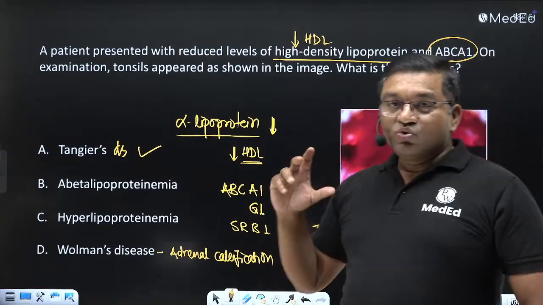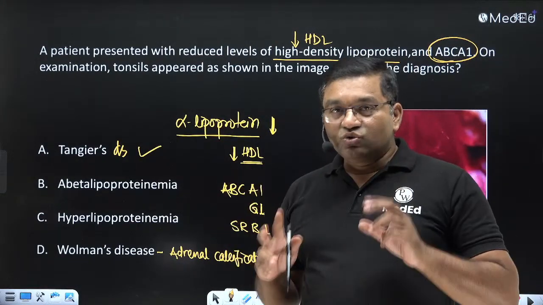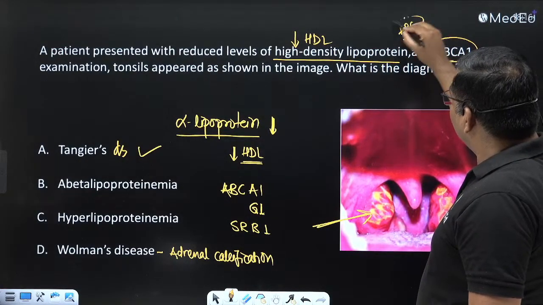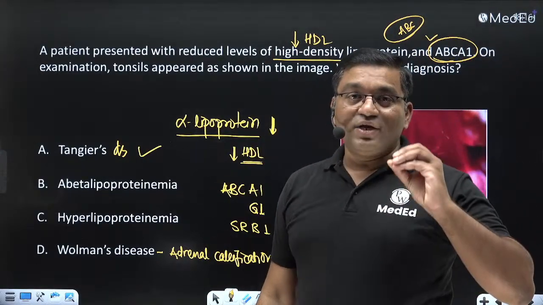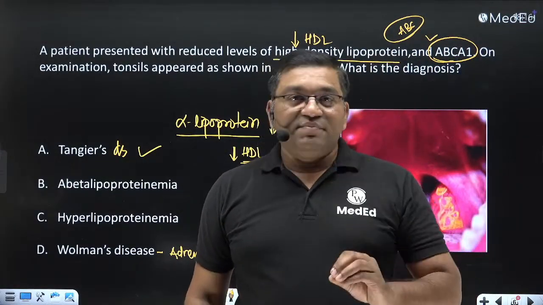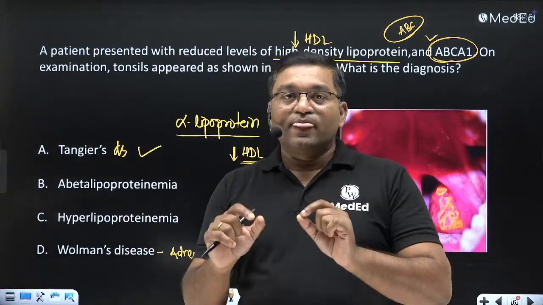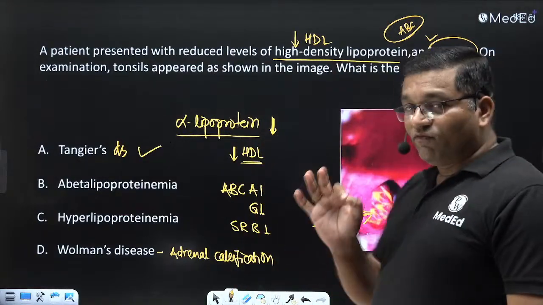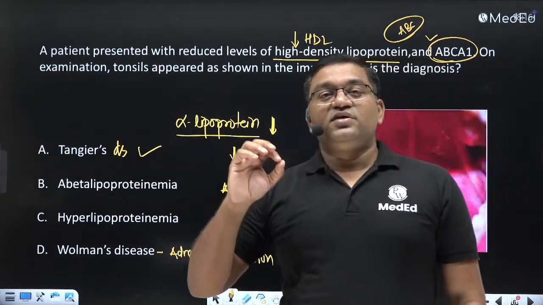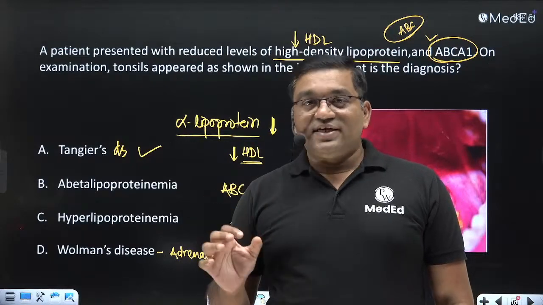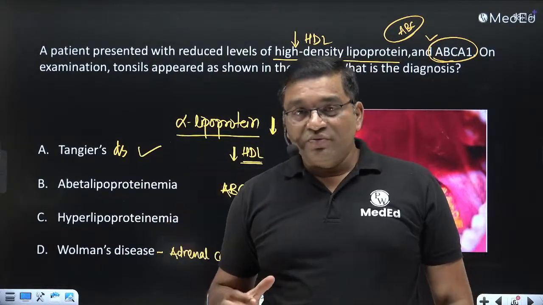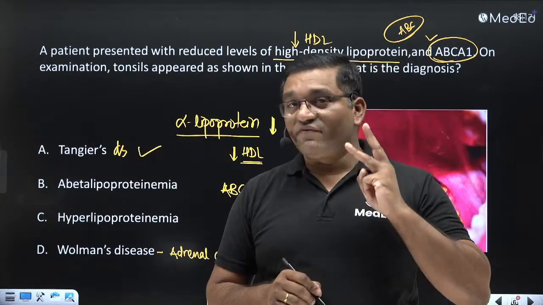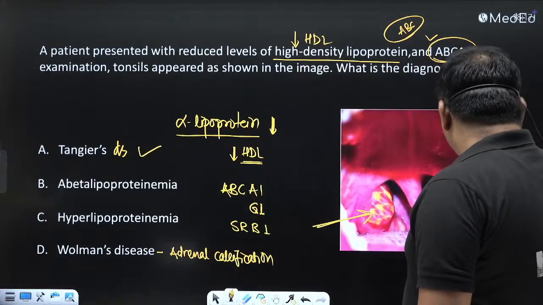In this question, two topics are important. First, ABC transporters, all ABC transporters are important. And second, hyperlipoproteinemias and hypolipoproteinemias, particularly type 1, type 2A and Tangier's disease. These three are very, very important: type 1, that is familial chylomicronemia, then type 2A, that is familial hypercholesterolemia, and Tangier's disease, which is alpha lipoprotein deficiency, from the Fredrickson classification.